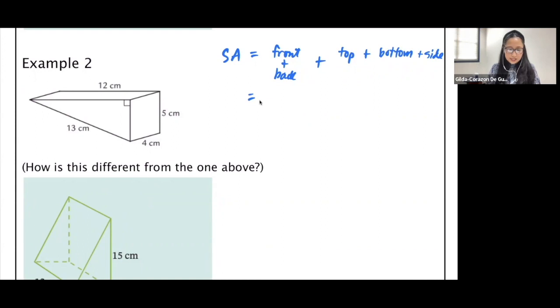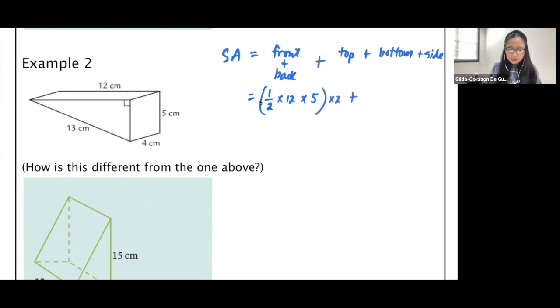The front and the back would be the same. They are both triangles. And the formula for the area of a triangle is half times base times height. What is the base of this triangle? You could say that's 12. What is the height of that triangle? You could say that's 5, and we just double it.